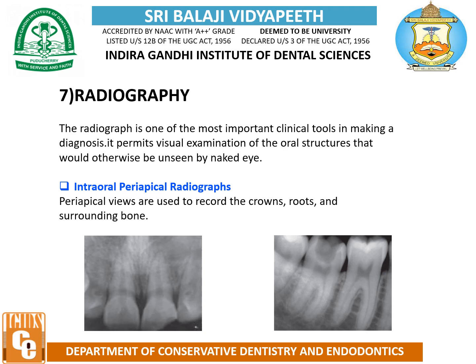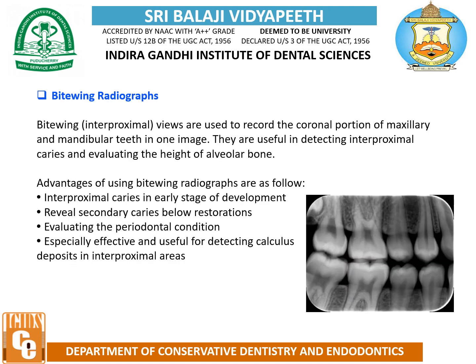Intraoral periapical radiographs. Periapical views are used to record the crowns, roots, and surrounding bone. Bite-wing radiographs. Bite-wing or interproximal views are used to record the coronal portion of maxillary and mandibular teeth in one image. They are useful in detecting interproximal caries and evaluating the height of alveolar bone.